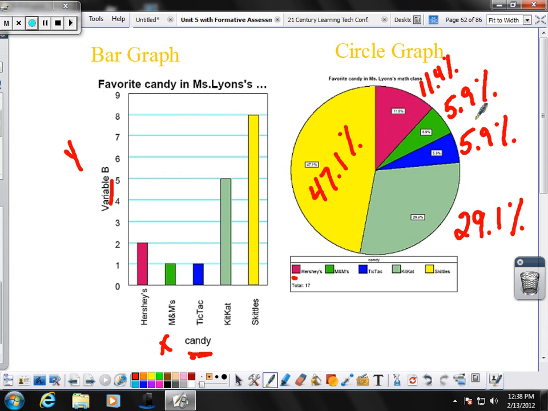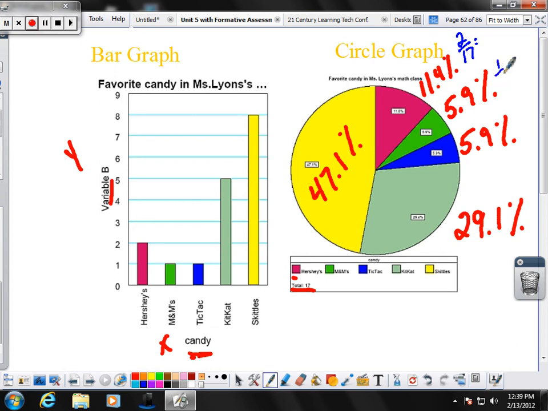Now, these exact numbers we can calculate, because we know that there were a total of 17 students that voted. To get the percentages, if I have 2 students that liked Hershey's, I would say 2 out of 17. When I divide those, that gives me a decimal. Then I just move my decimal 2 places to the right to get my percent. So you can see how this relates to decimals, fractions, and percents.